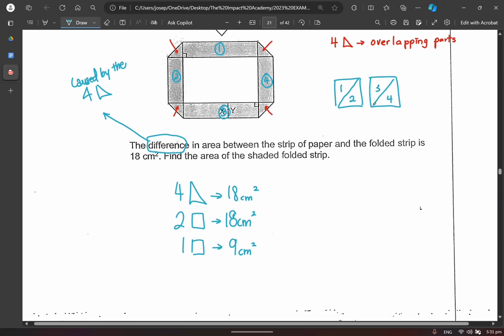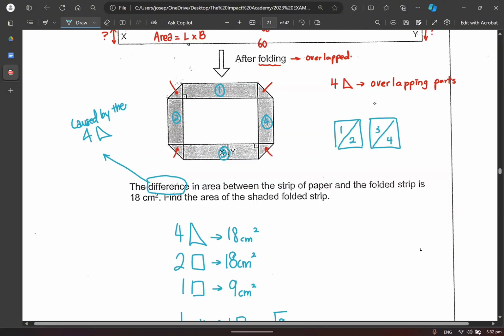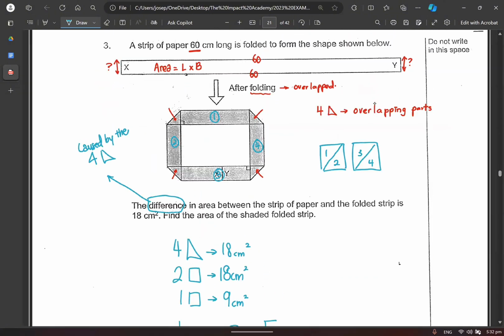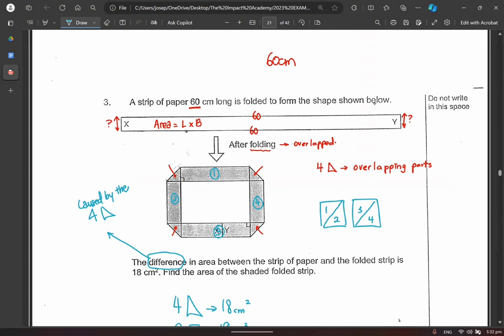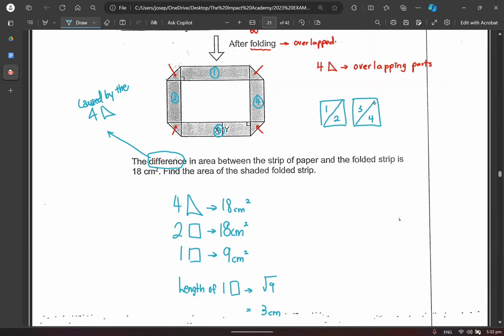And when it comes to square, you know, obviously, that it is basically square numbers. So let me write down the length of 1 square. The length of 1 square will basically be square root 9. We get 3 centimeters. Where is 3 centimeters? 3 centimeters is basically the length of the square. But when we come to here, we realize that it is also the breadth. So this is basically the breadth of the strip of paper. The breadth of the strip of paper, as you can see over here, is basically 3 cm.